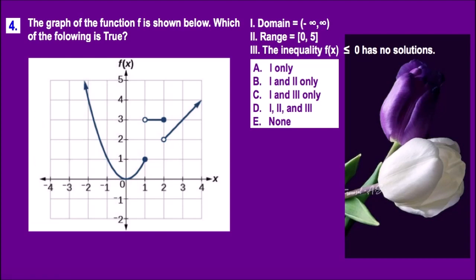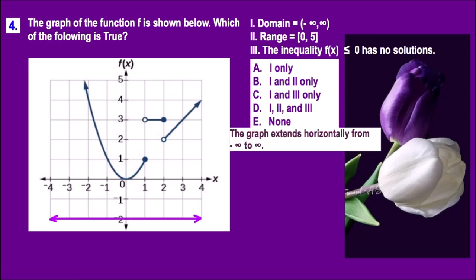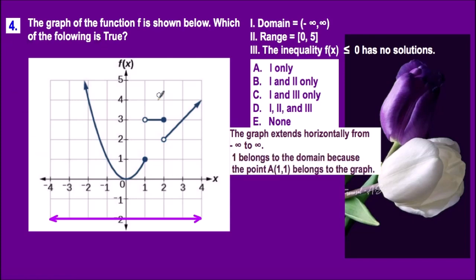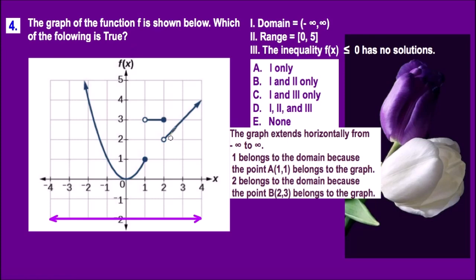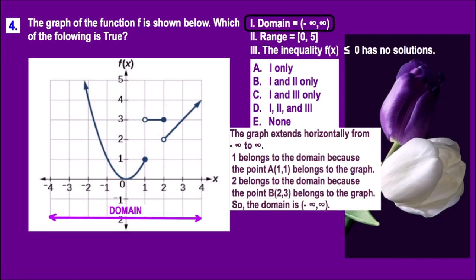Question 4. The graph of the function f is shown below. Which of the following is true? Statement 1. Domain equal to -infinity, infinity. The graph extends horizontally from -infinity to infinity. 1 belongs to the domain because the point A of coordinates 1, 1 belongs to the graph. 2 belongs to the domain because the point B of coordinates 2, 3 belongs to the graph. So the domain is -infinity, infinity. Statement 1 is true.